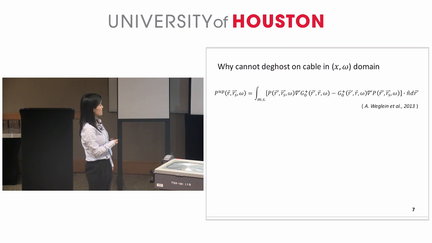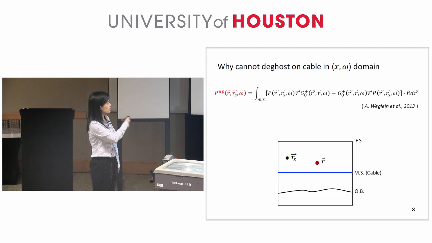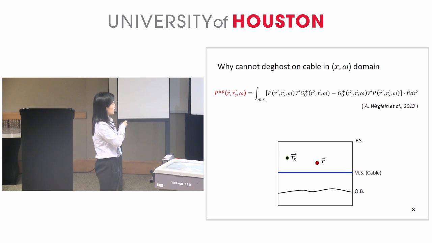Well, how does that happen? Dr. Wang has given an explanation, and I'd like to quickly remind you of that reason here. This is the Green theorem-based deghosting algorithm in X-omega domain. You can see the P up here is the outgoing wave of the deghosted data at the point R, as highlighted by the red star in the picture below. R here is above the acquisition cable and below the source point RS, which is highlighted by this red star here. Moving to the right side, we have the acquired data P and its normal derivative. You can see that R prime is the integral variable along the cable, and it's highlighted by the yellow dot on the cable.